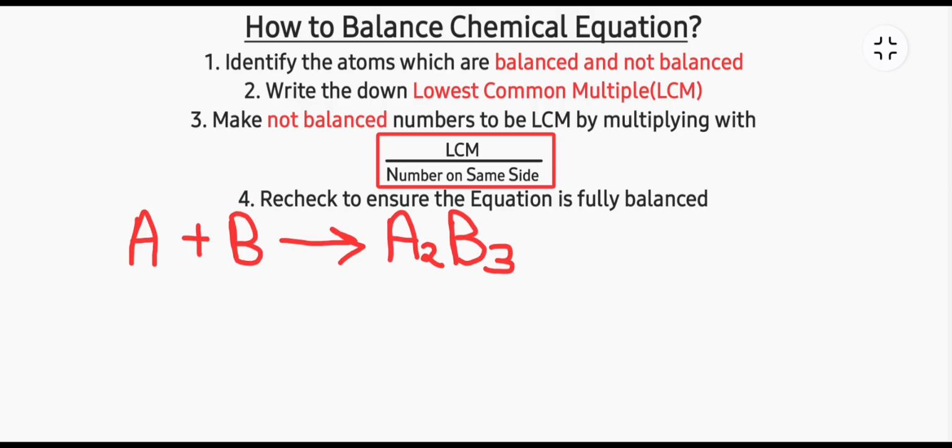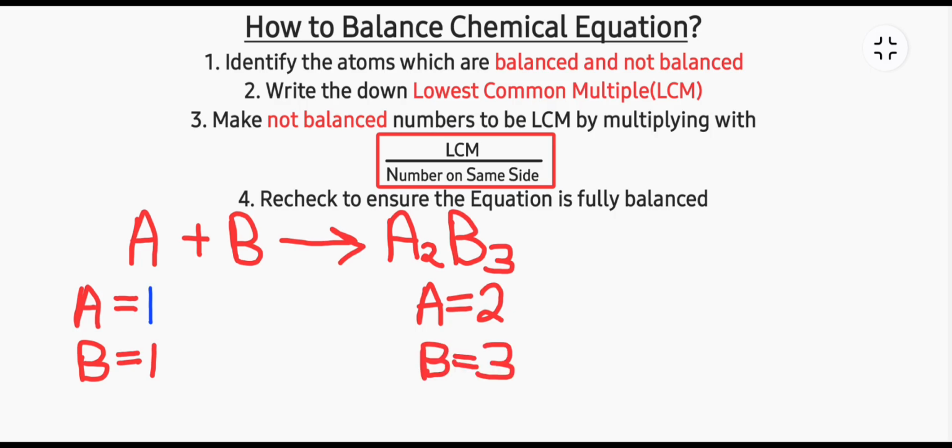And now I will do all 4 steps. I will identify atoms which are balanced or not balanced. On the left we have A is 1, on the right A is 2, on the left B is 1, on the right B is 3. From there I will look at the balanced and not balanced ones. I'm aware that A is not balanced and B is not balanced. A is 1 and 2, and for B it's 1 and 3. So it's not balanced.